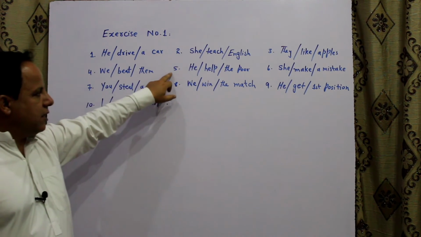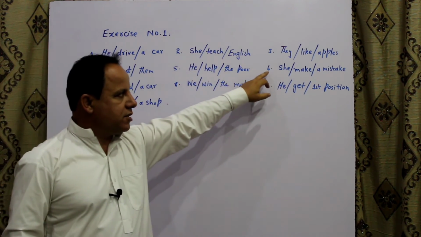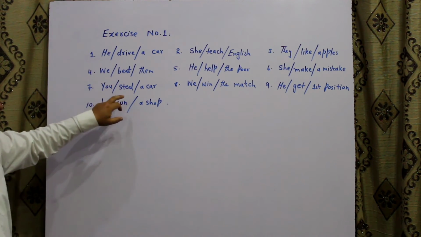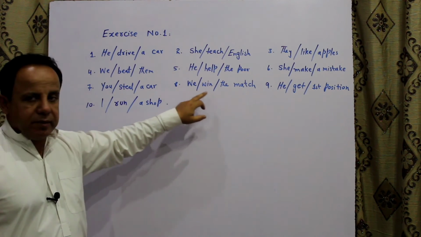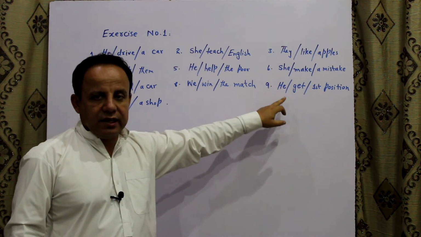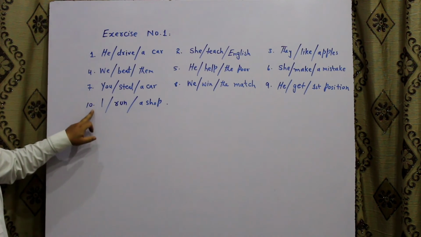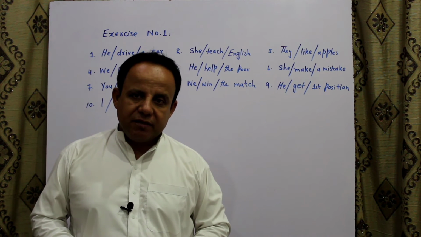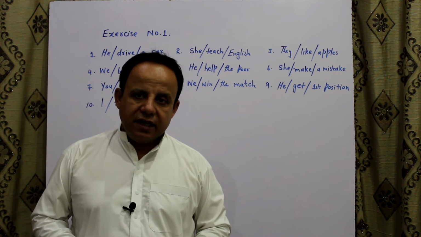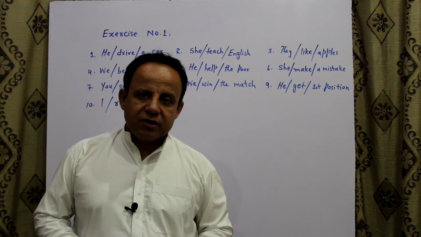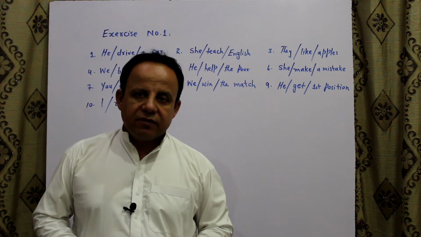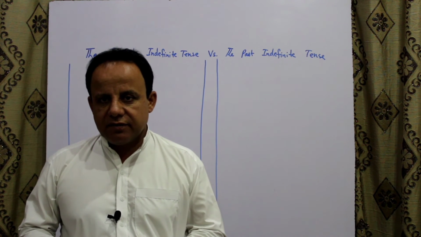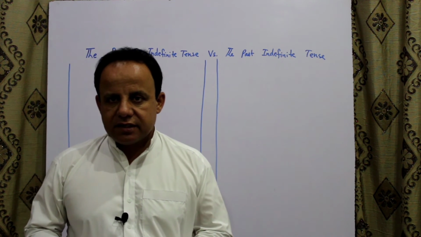Fifth one: he helped the poor. Sixth: she make a mistake. Seventh: you steal a car. Eighth: we win the match. Ninth: he get first position. And the last one: I run a shop. Now this exercise needs to be completed with the past indefinite tense, and you are going to make the positive, negative and interrogative sentences. Now in this exercise we will see the difference between the present indefinite tense and the past indefinite tense.